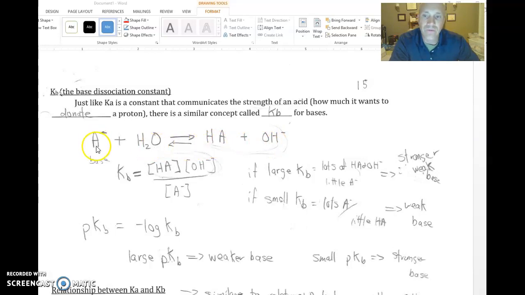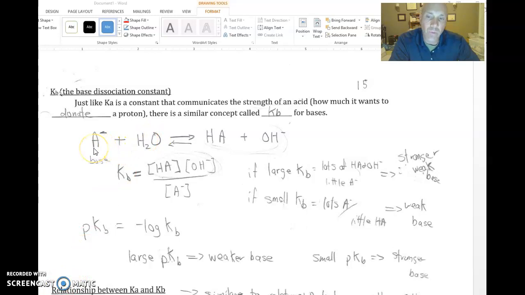For the generic base reaction, we're going to show A minus as being your base, and we're going to have H2O right here. Once this base accepts an H plus, it's going to become HA, and that's also going to generate an OH minus. That's what's left over after your water donates a hydrogen.